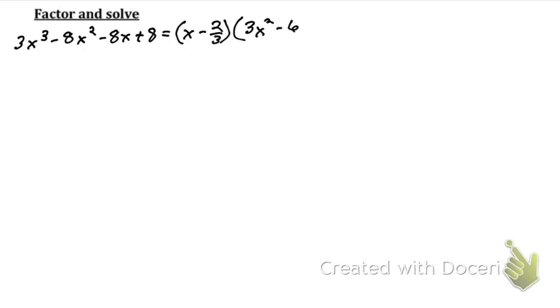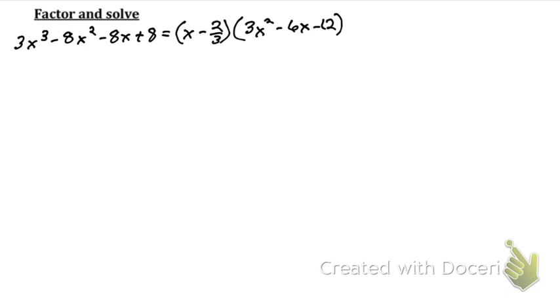So let's go ahead and do that under the factor and solve. So what we just did, let me write it all out. We started with 3x cubed minus 8x squared minus 8x plus 8. And we factored out an x minus 2 over 3, which resulted in a quotient of 3x squared minus 6x minus 12. It says find all the zeros. We know one of them. One of our zeros is 2/3. Now we just need to find the other two.